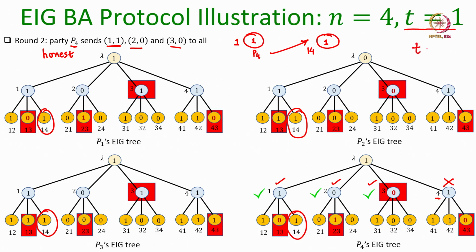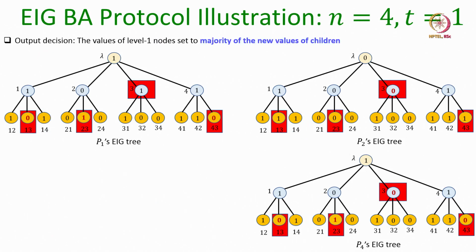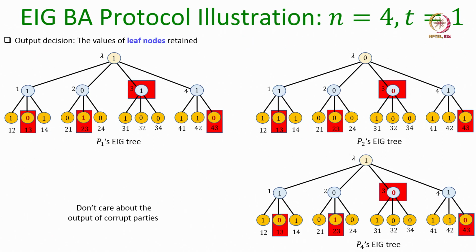So, the protocol is done, because remember we are in the setting where t is equal to 1 and the protocol requires only t plus 1 rounds. So, now there will be no further communication. Now, the parties will go to the output decision, where they have to recompute the values of each node, and then based on the recomputed value of their respective root nodes, they will take that value as the overall output for the BA protocol.